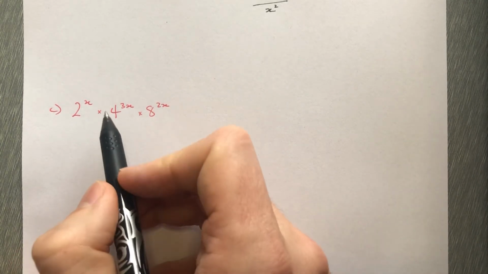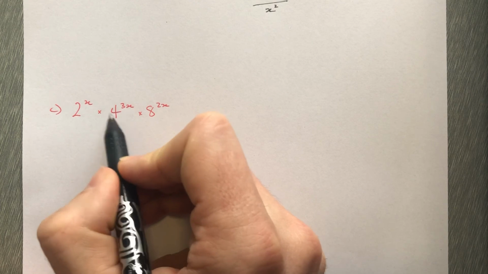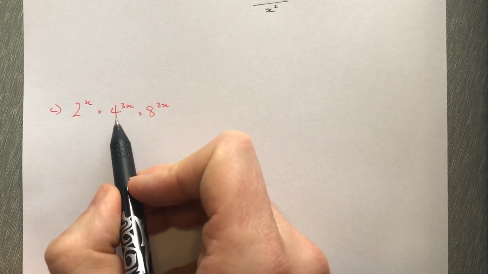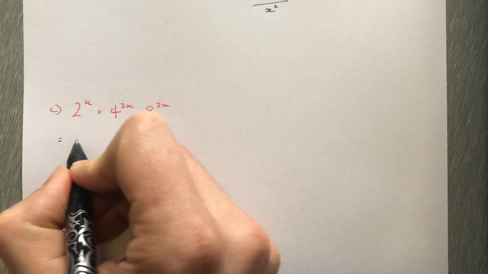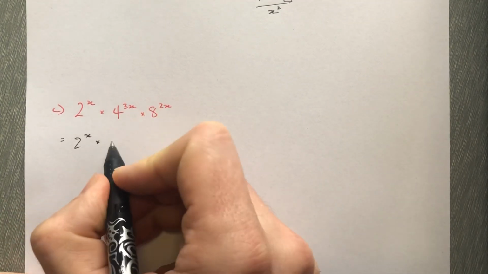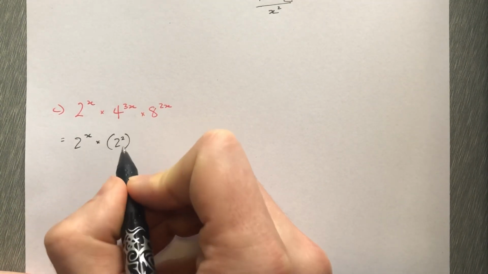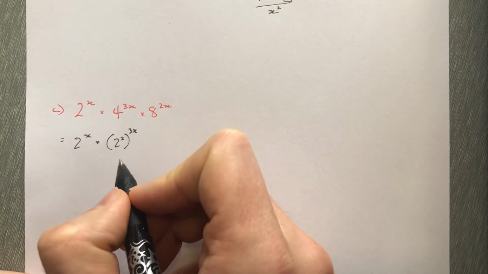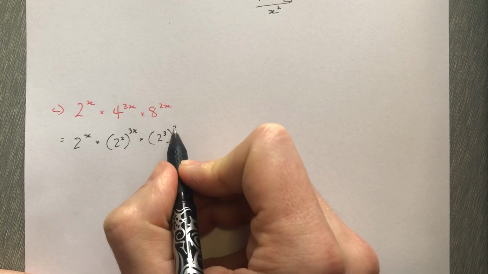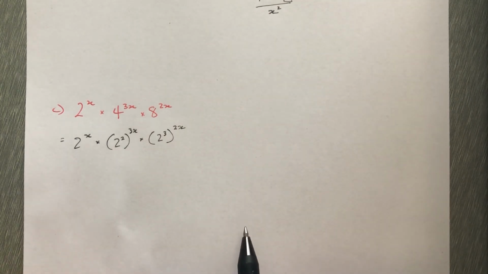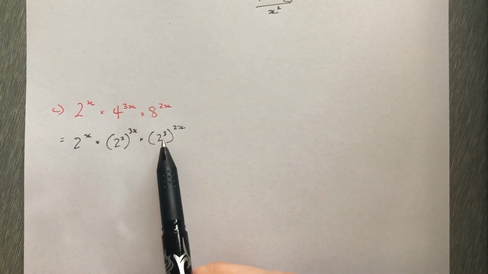But what I can do, if I look at this 4 here, 4 is the same as 2 squared, isn't it? So I can kind of change that. And 8 is the same as 2 to the power of 3. Right, so I'm going to change that a little bit. So instead of 4, I'm going to make it 2 squared, and that's to the power of 3x. With our 8, that's the same as 2 to the power of 3 to the power of 2x. Right, you see how we've got base 2's now?